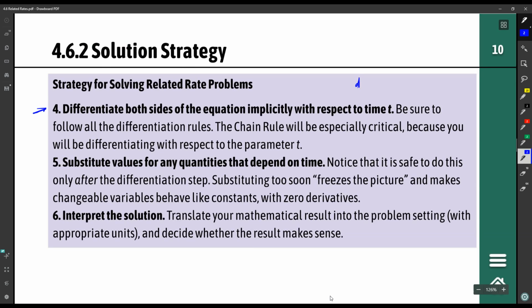So this is the step where we go d/dt of both sides. Be sure to follow all your differentiation rules. You're going to work with the chain rule because you're going to be doing some implicit differentiation.